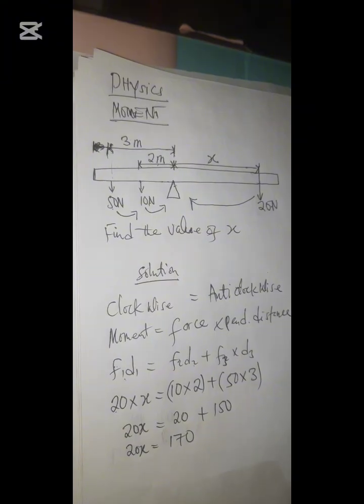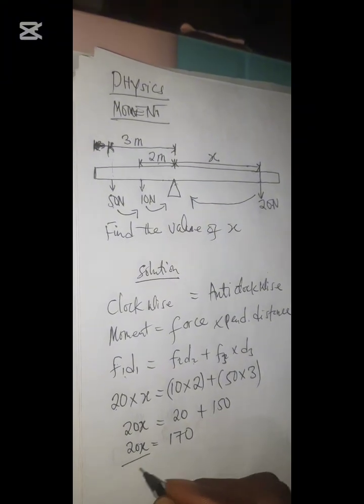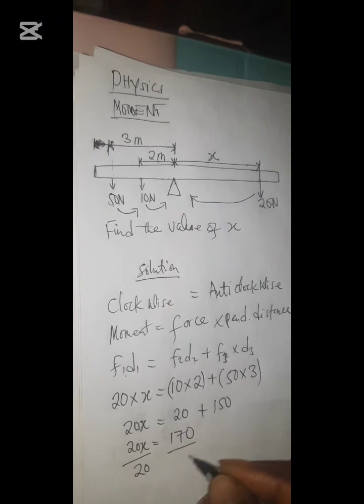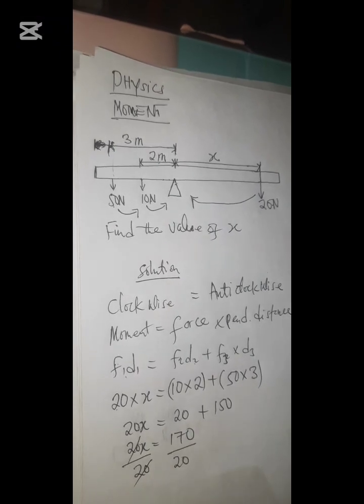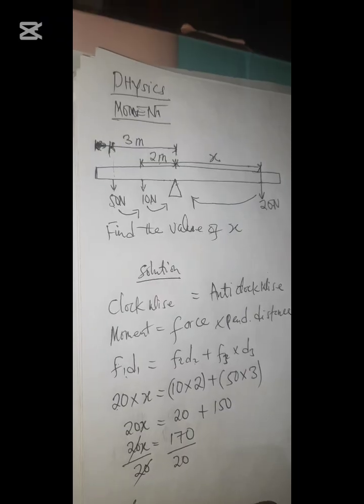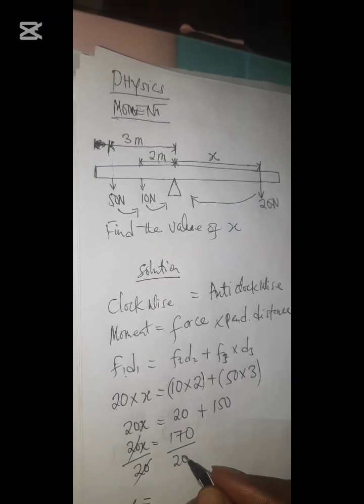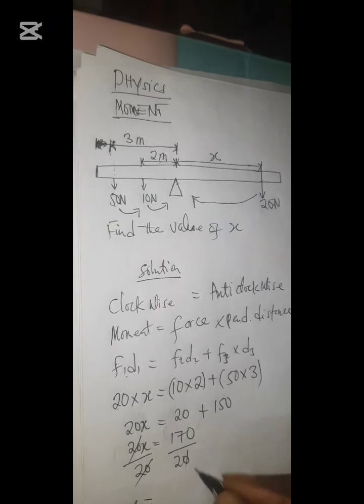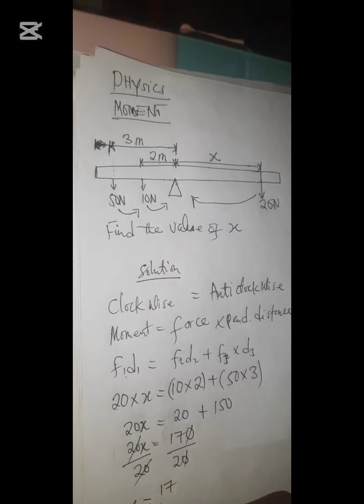So what are we going to do? Since our target is to find x, we divide both sides by 20. This 20 cancels this 20. We have x equals 170 divided by 20. This 0 cancels this 0. We have 17 over 2.